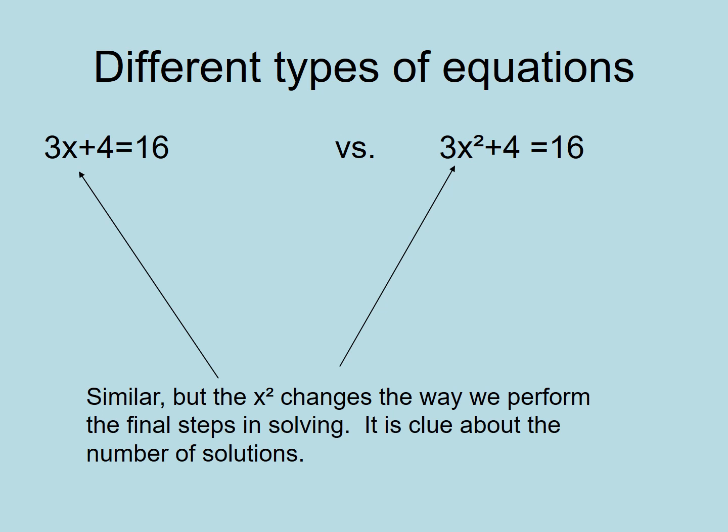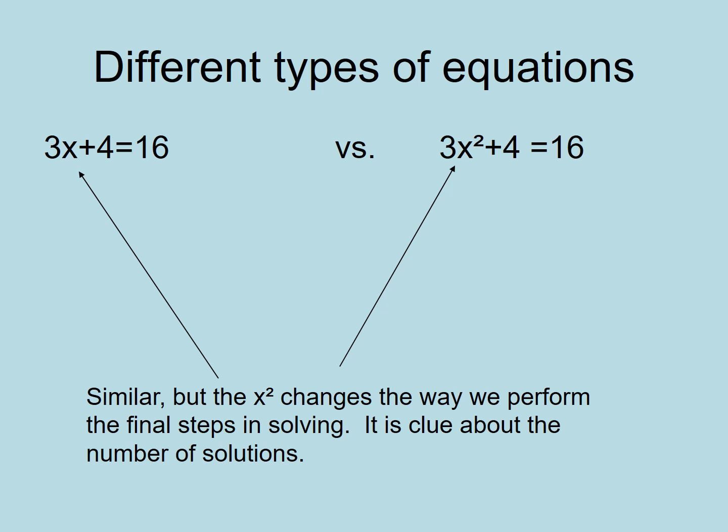There's two different types of equations. When we have just a 3x plus 4 equal to 16 versus a 3x squared plus 4 equal to 16. They're similar, but the difference is the first one has an x in it and the second one has an x squared in it. And the x squared is going to change how we perform the final steps in solving. And it also gives us a clue about how many solutions there are.